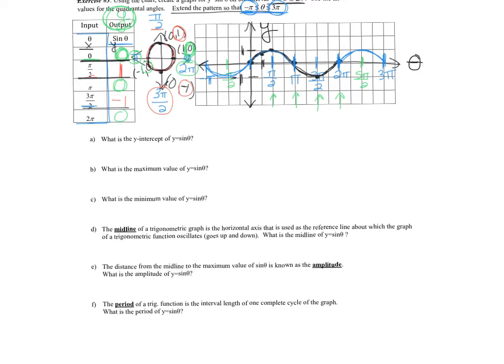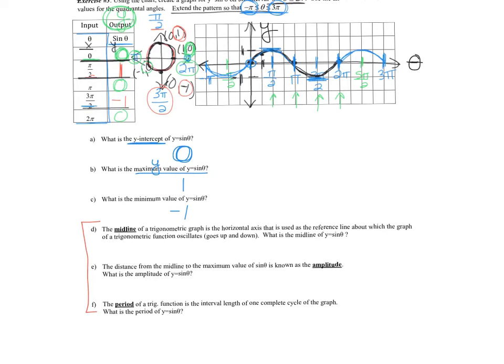So in our properties, what is the y-intercept of sine? Sine always passes through 0, 0, so the y-intercept is 0. The maximum value of sine, this is the maximum y value when we talk about the maximum of a function. So the highest sine theta goes is 1. The lowest it goes is negative 1. And now we're going to get into 3 qualities that we talk about in all trigonometric functions.